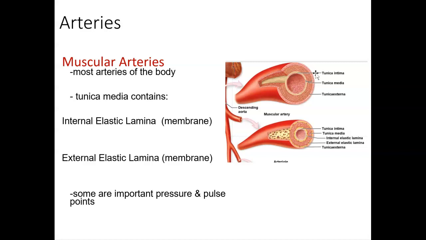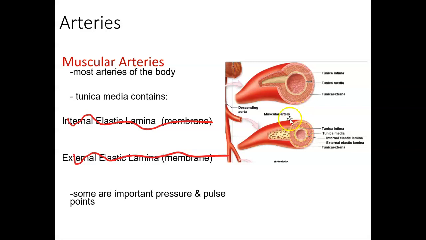So these are most arteries of the body. Their tunica media, their muscular layer, is going to have more smooth muscle. So they're going to be a lot better when we're looking at vasoconstriction and vasodilation. And don't worry about those membranes, because they're mainly found in elastic arteries. So the muscular arteries' tunica media contains more smooth muscle.